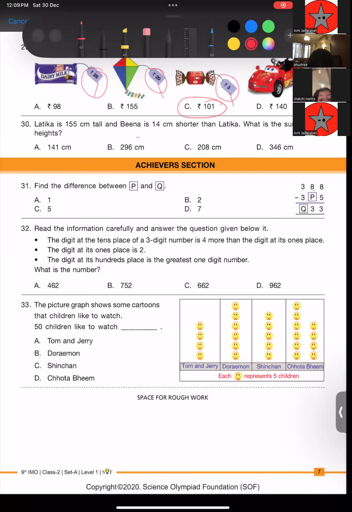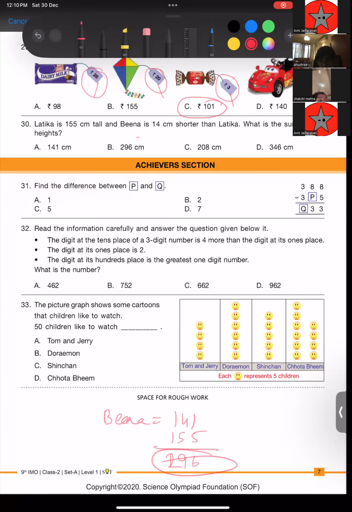Correct? Yes, ma'am. Okay. 155 minus 14 gives Latika Beena's height. So what is Beena's height? 141. 141 is Dina's height. So 155 plus 141 is 296. So the answer is 296.